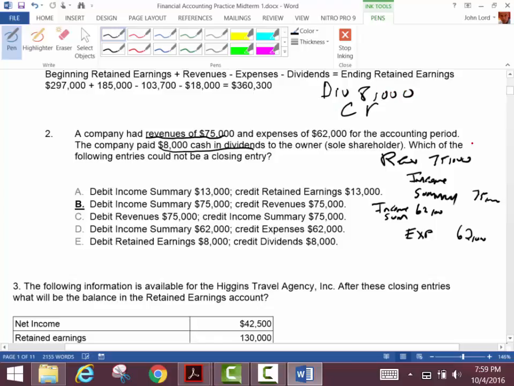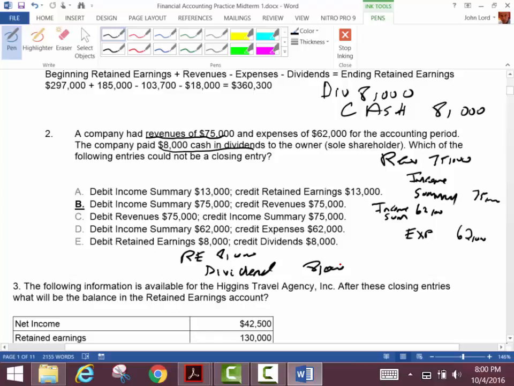And they credited cash for 8,000, right? With me so far? Okay. And then they had to close the dividend account at the end of the year, don't they? Dividend is like an expense, but it's not part of the income summary. So we debit retained earnings for 8,000 and we credit the dividend, right? We don't run dividend through the income statement. It shows up on the statement of retained earnings like we were just working with.